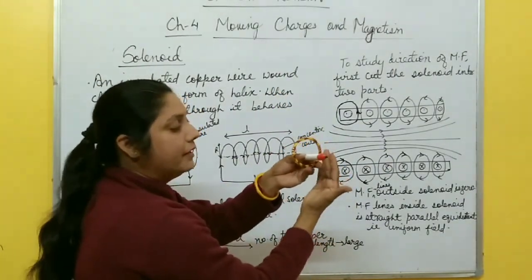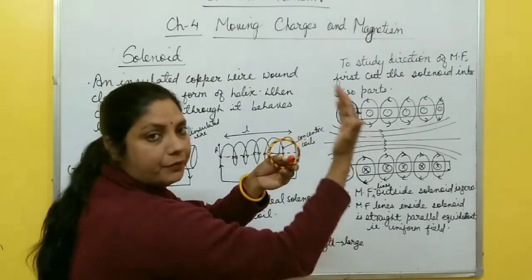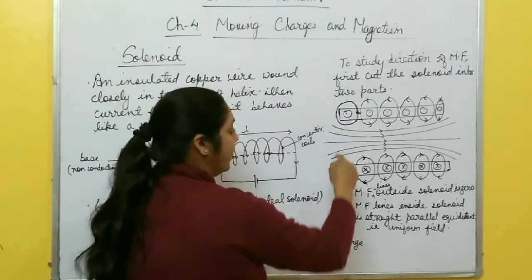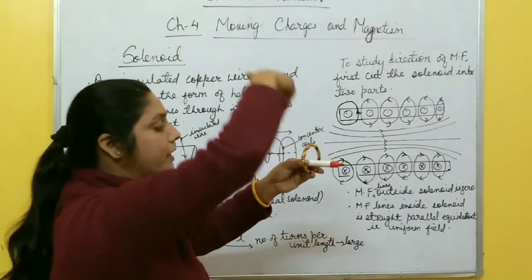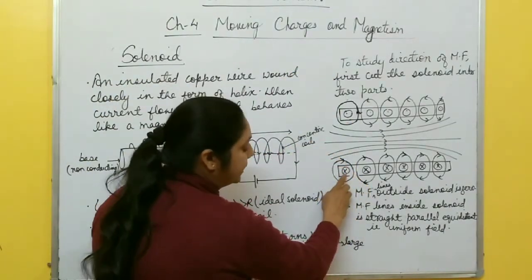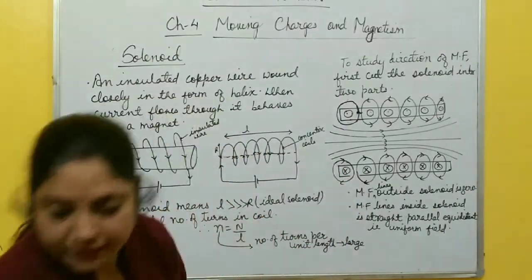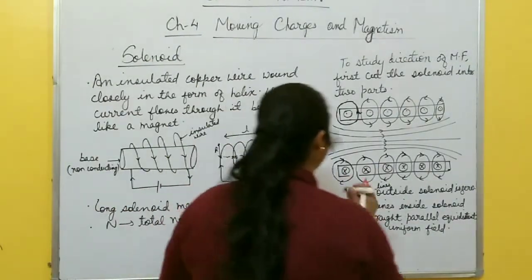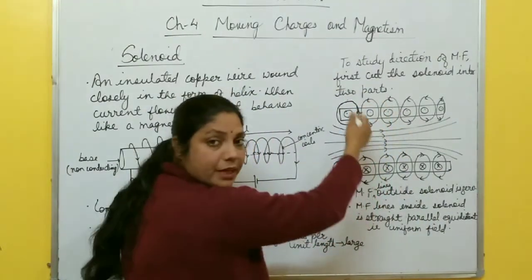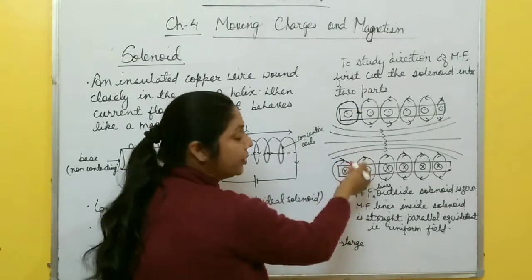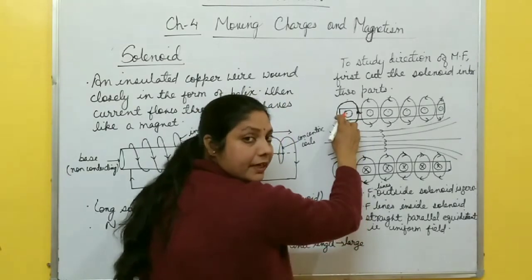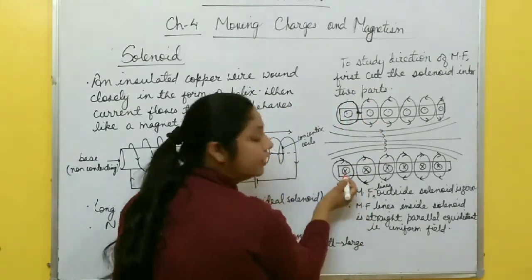In one part, in all the coils current is going outward, and outward current is shown by the dot, right? And in another part, in all the coils current is going inward, and inward current is shown by the cross, right? So this is the cross section, the two-dimensional figure of the solenoid. If you cut the solenoid into two parts, in the upper part current is going in the upward direction, which means outward current. In this one, downward current.